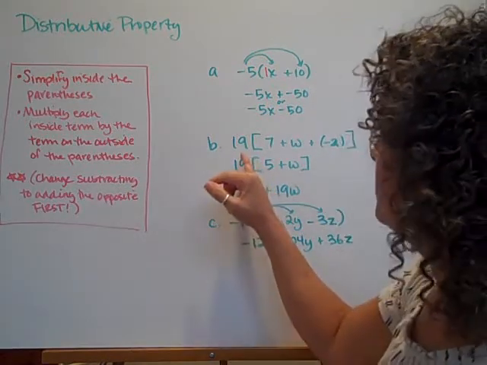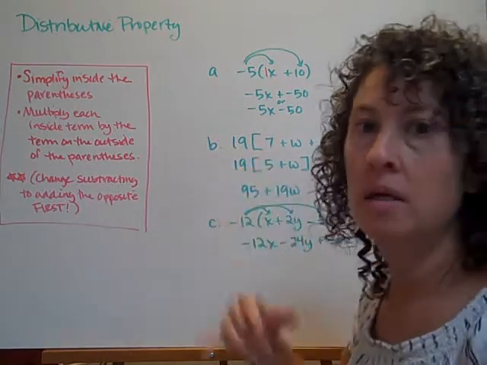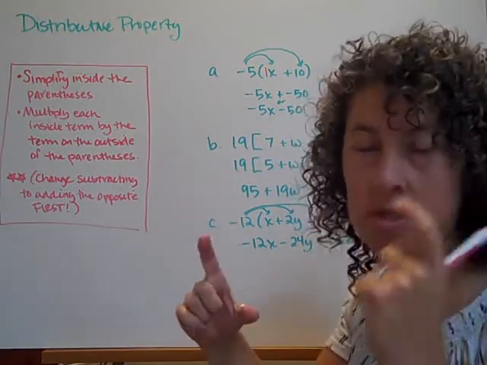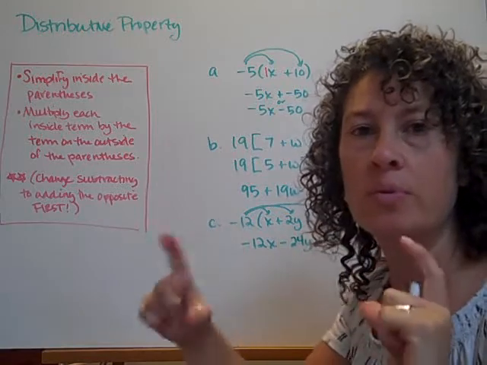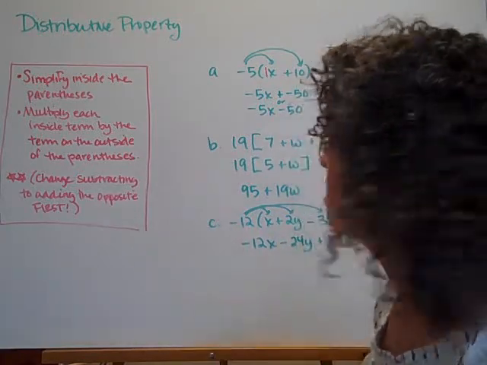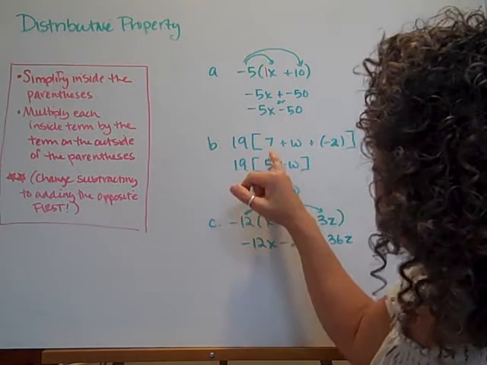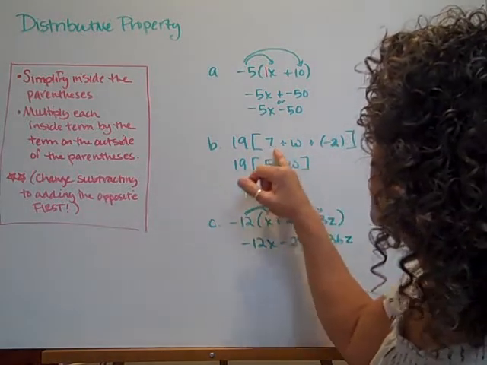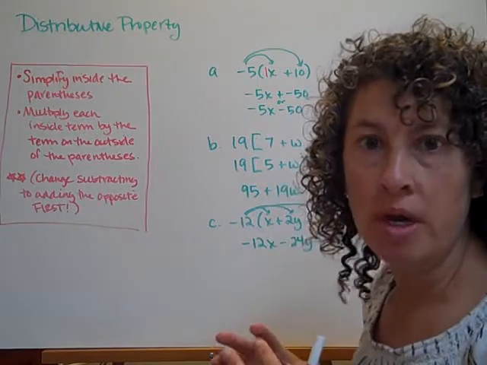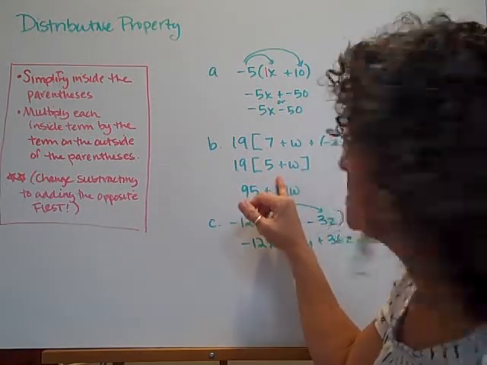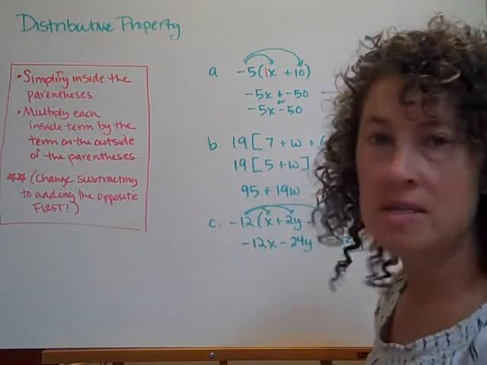Next problem. We've got 19, and now this is a bracket. It works the same as a parenthesis, it's just more square. Sometimes we use it to tell the difference if we've got parentheses and brackets in the same equation. In our bracket, 7 plus w plus -2. We're going to look inside first and say, right, 7 and -2 are like terms, so I can combine them to get 5. Here's my simplified version of what's inside, 5 plus w. Nothing else I can do in there.